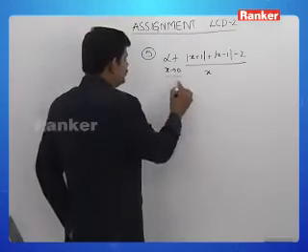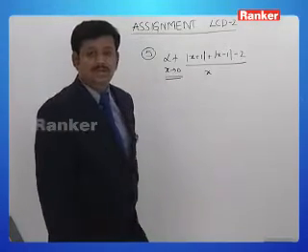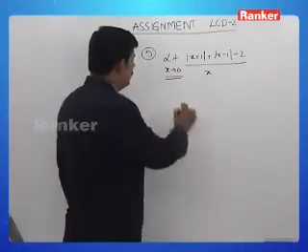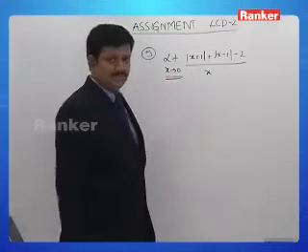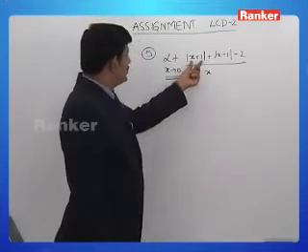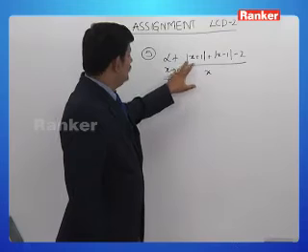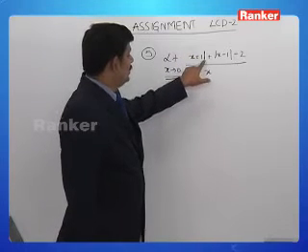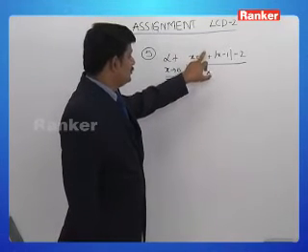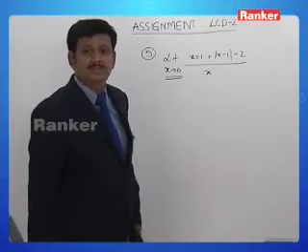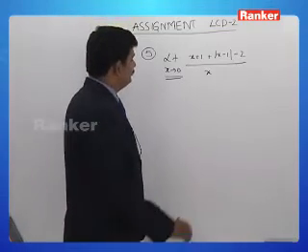Now x is tending to 0, limit x tends to 0. That means x is in the vicinity of 0. x plus 1 will be around 1, and this quantity will always be positive. Any quantity close to 1 is positive, so we can remove the modulus sign. Mod x plus 1 will be x plus 1 itself.